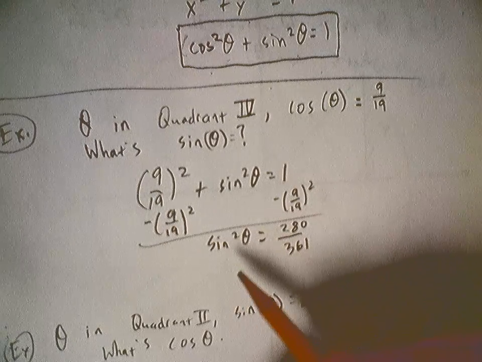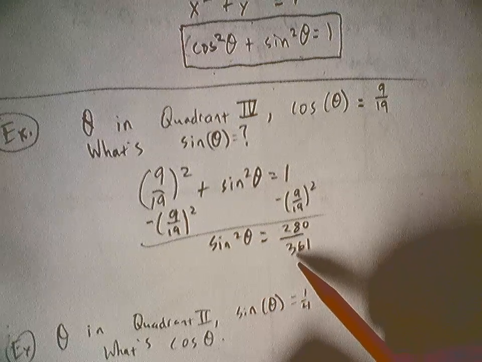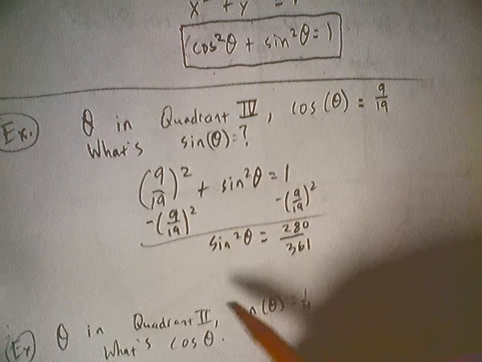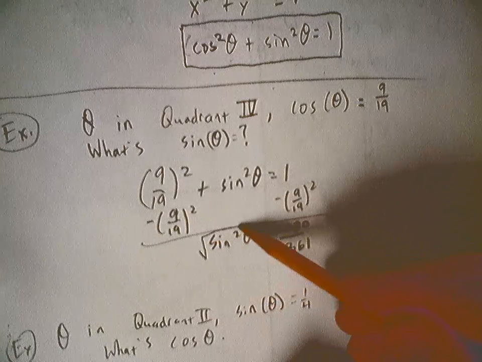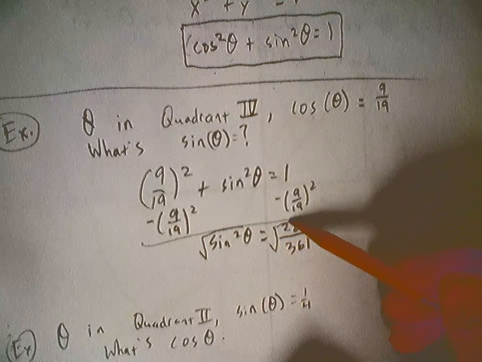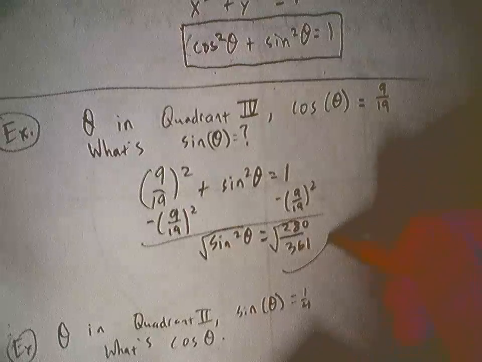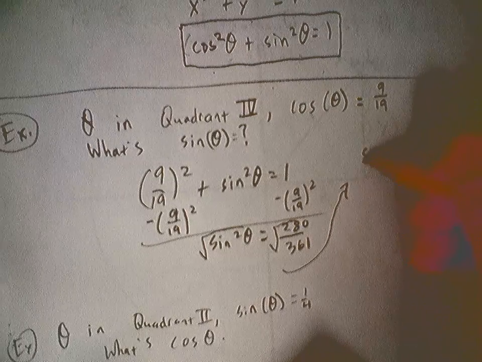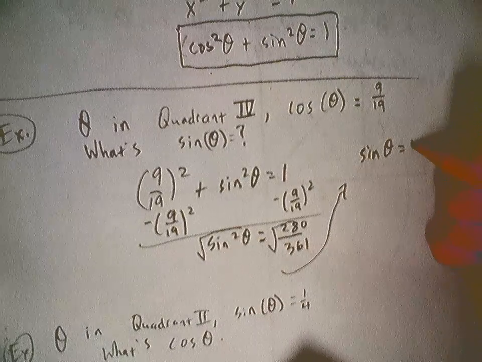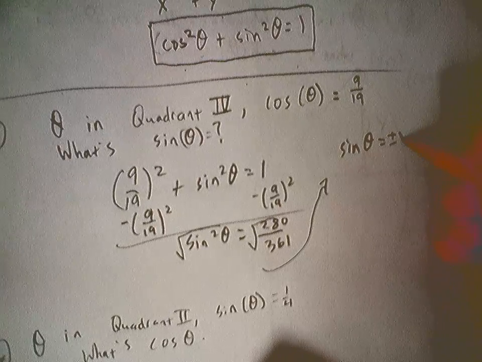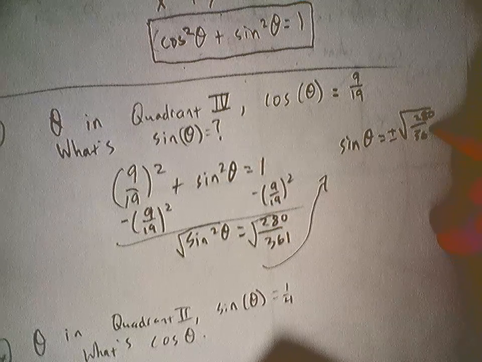So I want to know what sine of theta is. I know that sine squared theta is 280 over 361. So what I can do at this point is square root both sides. I'm going to continue up here. So I've got sine of theta equals plus or minus the square root of 280 over 361.